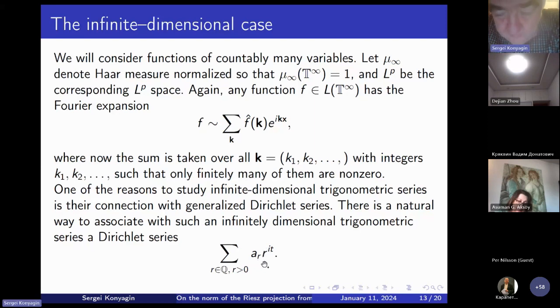So what can we do? We can represent r as a product of powers of primes. Here the exponents can be positive or negative. So any rational number r can be associated with an infinite vector of integers, the exponents of primes, and this trick gives us the possibility to turn from the generalized Dirichlet series to infinite dimensional Fourier series and vice versa.